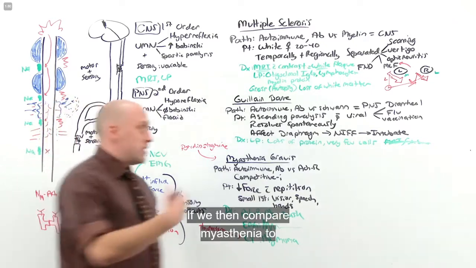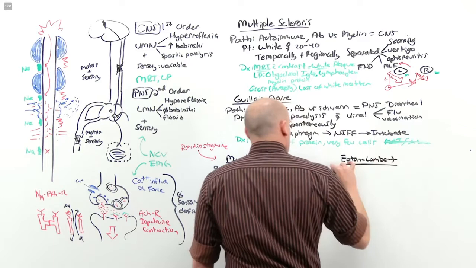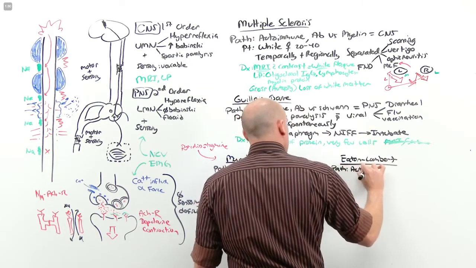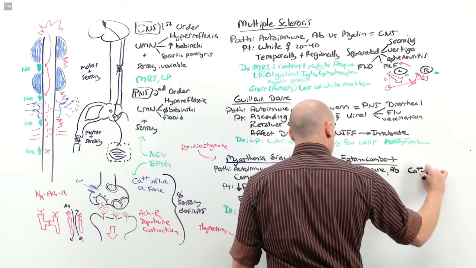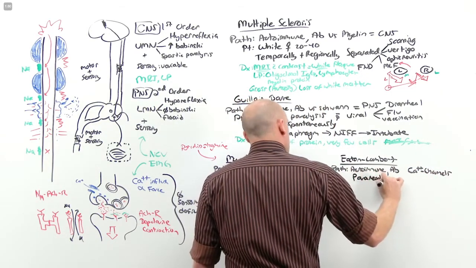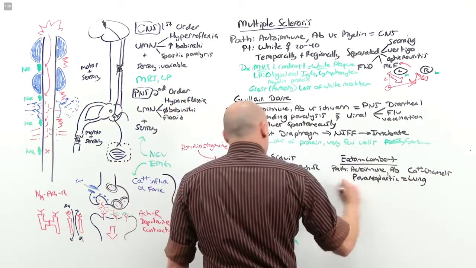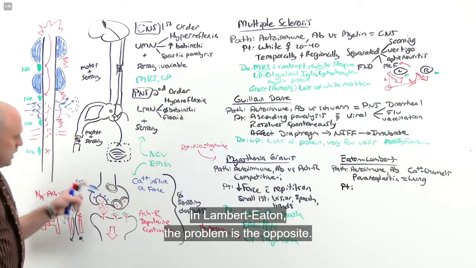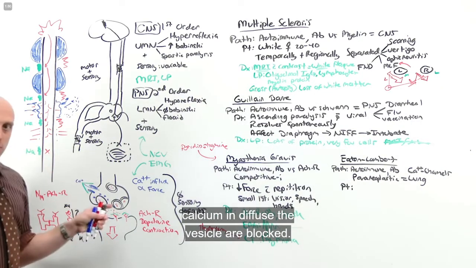If we then compare myasthenia to Eaton-Lambert or Lambert-Eaton, the pathology is yet again an autoimmune disease, not demyelinating, antibodies against presynaptic calcium channels. This is almost always a paraneoplastic syndrome. And it's almost always lung cancer. So you'll see the parallels why I do that. In Lambert-Eaton, the problem is the opposite. The problem is that the calcium channels that let calcium in, which diffuse the vesicles, are blocked.